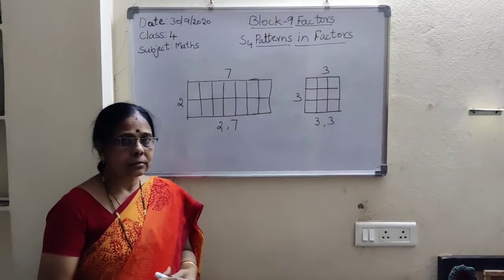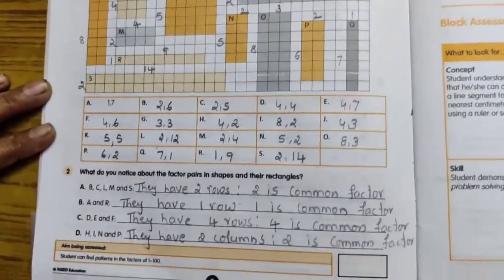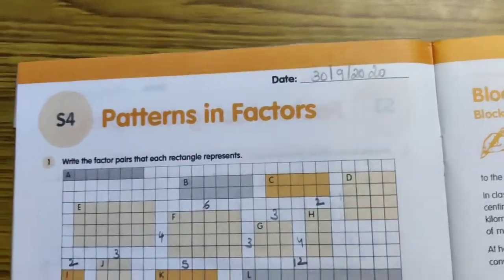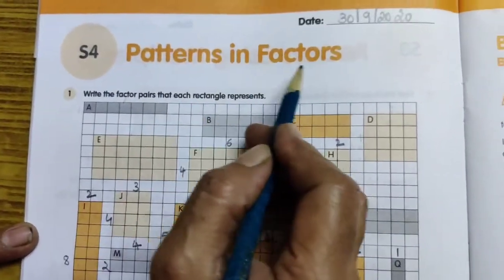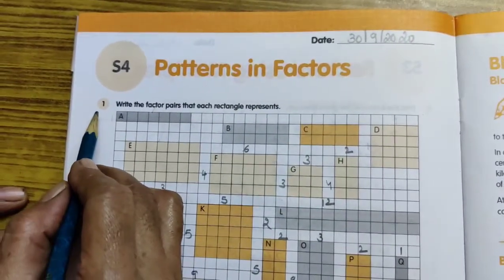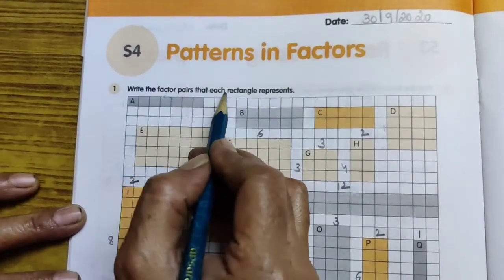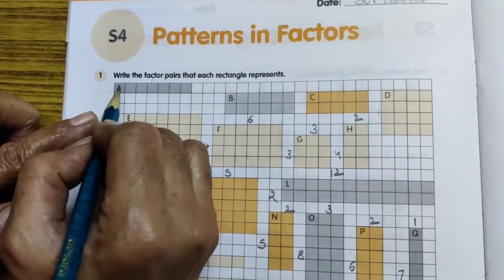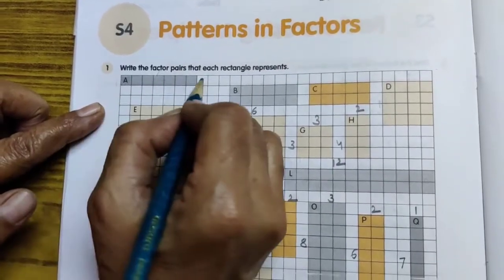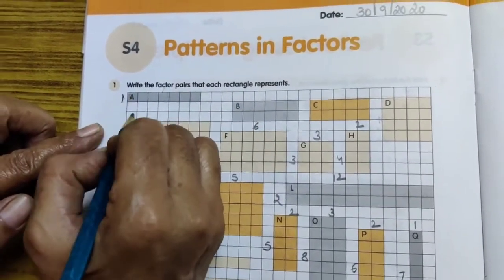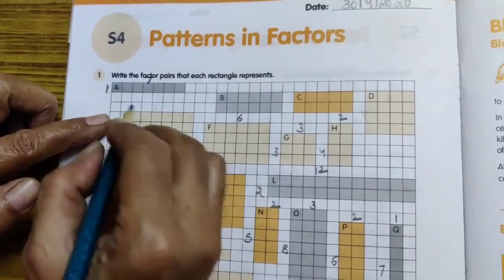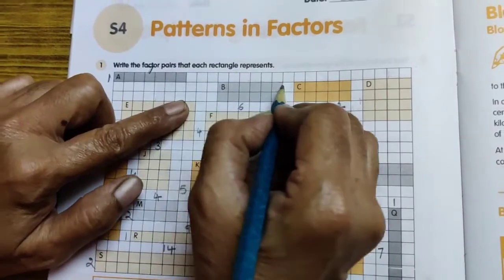Okay. Take out your workbook, page number 8. First write the date, 13/9/2020. Patterns in factors. So first bit, write the factor pairs that each rectangle represents. Okay, A1: how many rows are there? One row. How many columns? 1, 2, 3, 4, 5, 6, 7. 7 columns. So B1. How many rows are there?